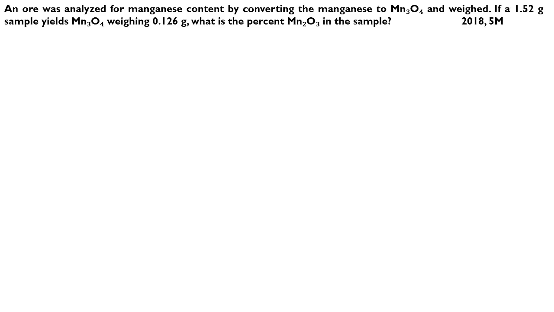An ore was analyzed for manganese content by converting the manganese to Mn₃O₄ and by weighing. Okay, if a 1.52 gram of sample yields Mn₃O₄ of weighing 1.126 gram, what is the percentage of Mn₂O₃? Okay, basically what they are saying here, they have started with the mass of an ore. Mass of ore is equal to, they already gave it, 1.52 gram.